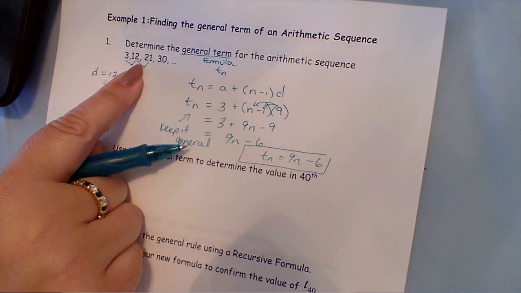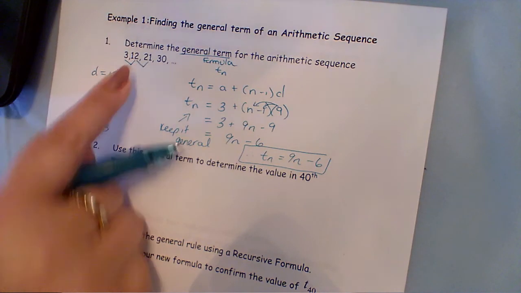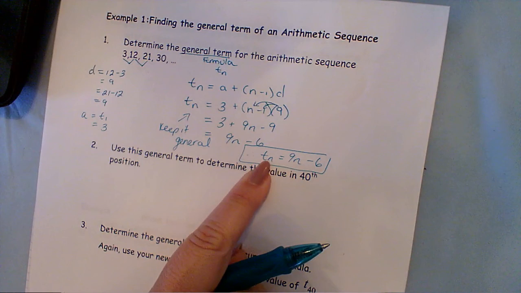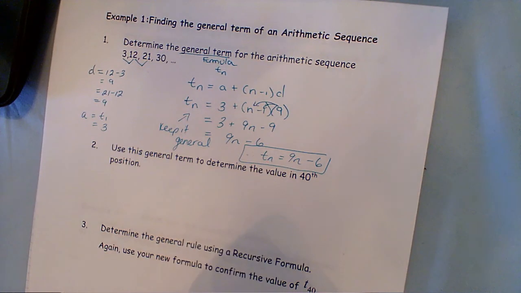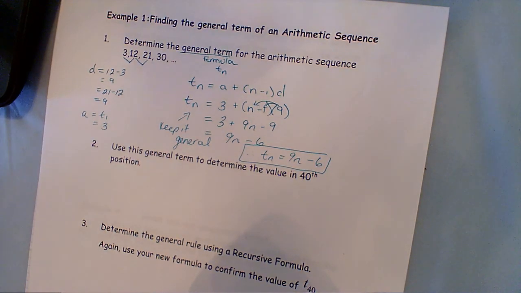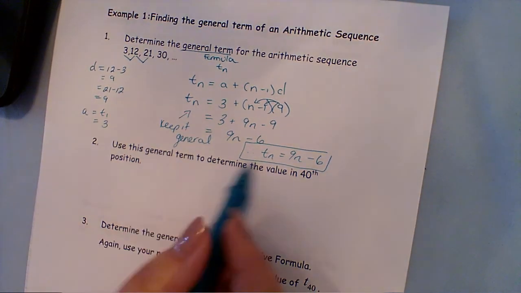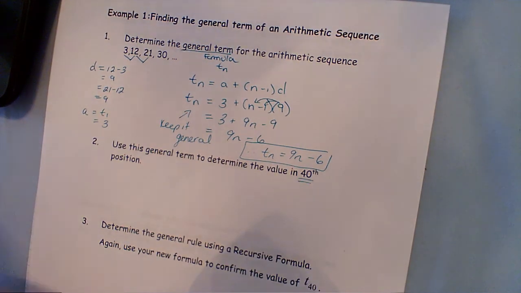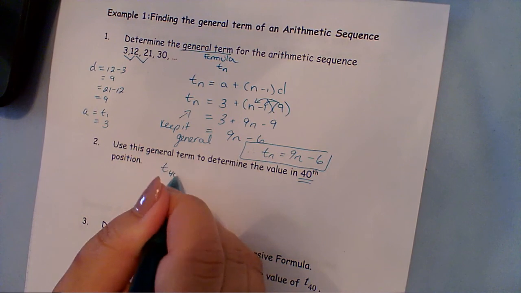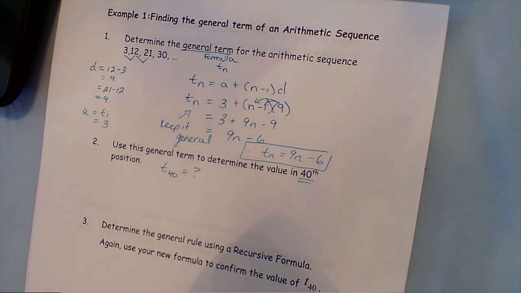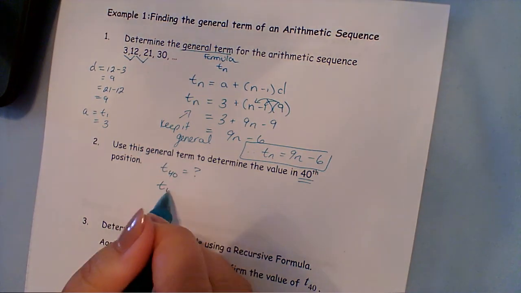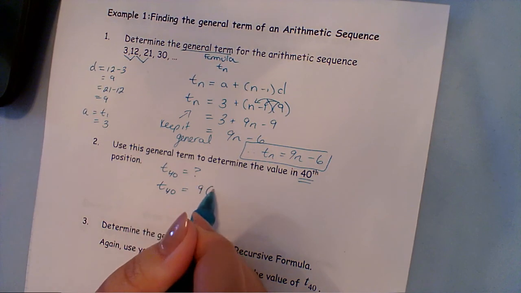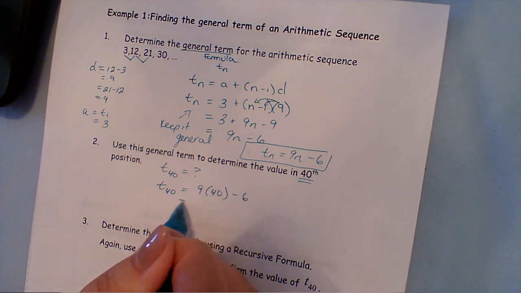So if you want to know the 900th value, then you sub in 900. And that will help you figure that out. So obviously much more efficient than having to figure out all previous numbers in the sequence. We're going to use this general term now to determine the 40th position. So who's sitting in the 40th spot? T40 is what we're looking for. So T40 equals 9 times 40 minus 6.